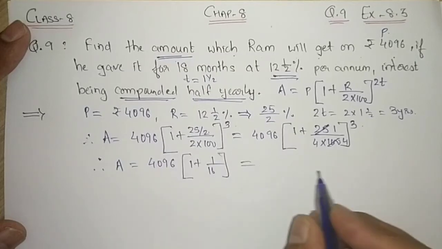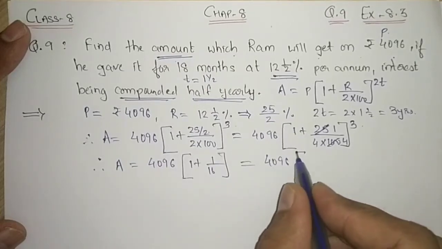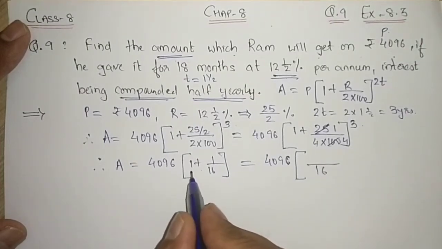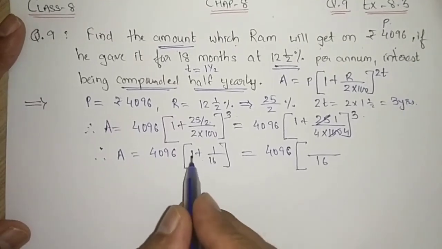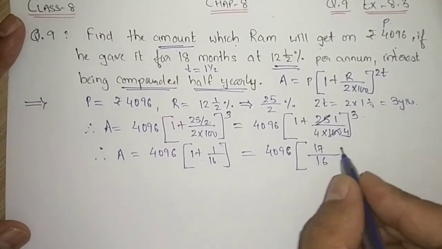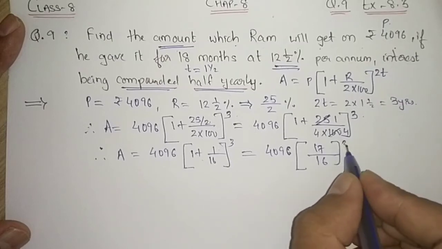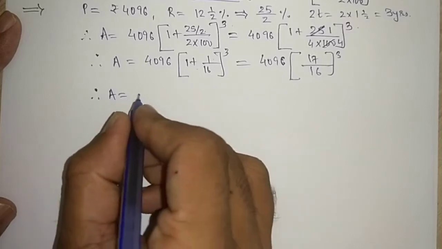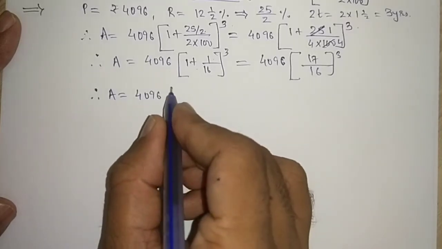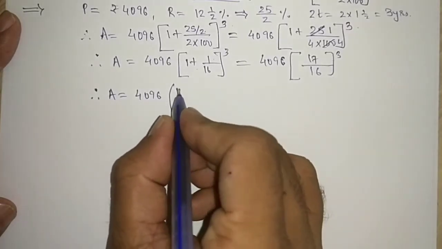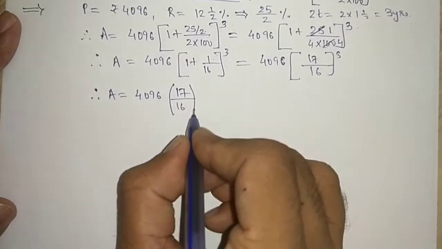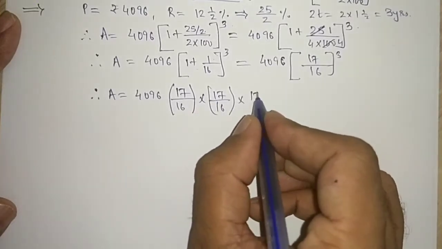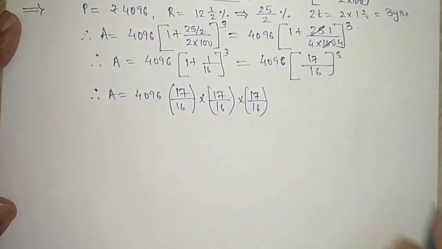whole cubed. Now I will take LCM over here. LCM is 16. Here there is nothing in the denominator. So our LCM will be 16: 1 16 is 16, plus 1 is 17, whole raised to power 3. Calculating it further, A is equal to 4096 into bracket, because it is 3 times, so I will take 17 divided by 16 multiplied by 17 divided by 16 multiplied by 17 divided by 16.